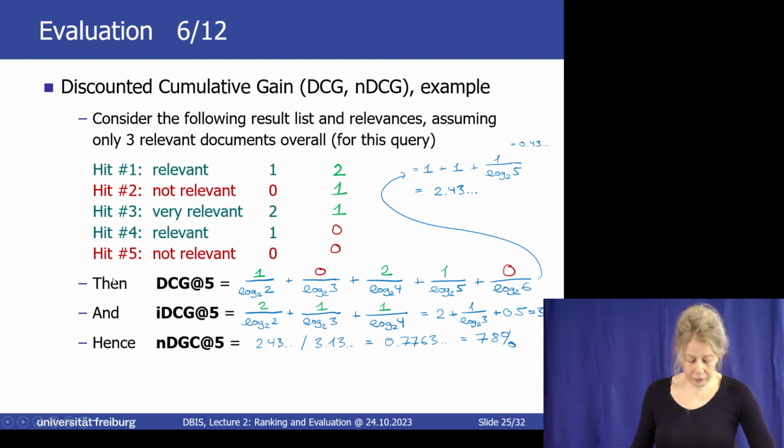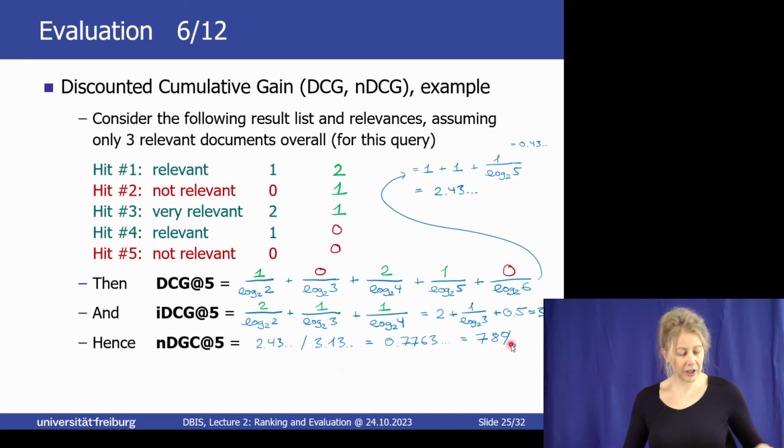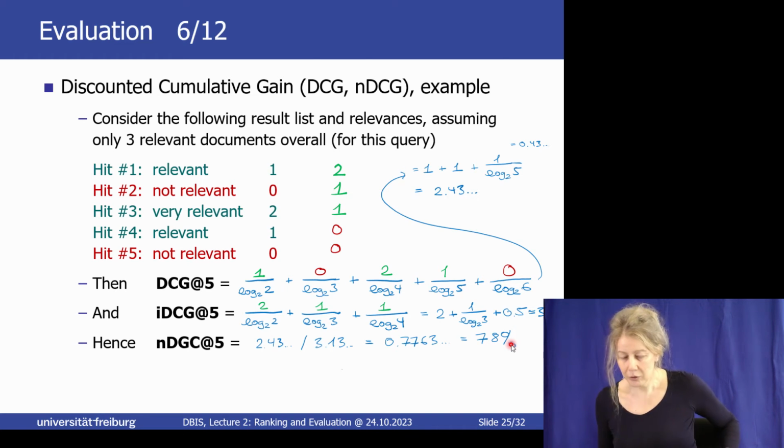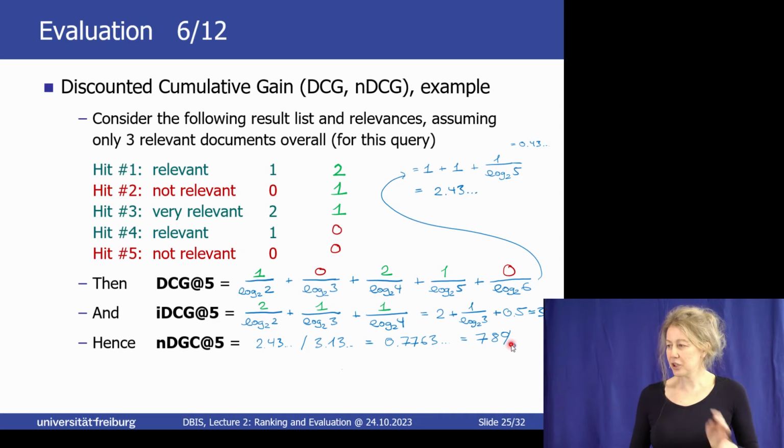So kind of, yeah, you get the idea. So this, yeah, not bad. Some relevant ones at the top. The very relevant one at position 3 could have been better. The optimal value of this measure would have been this, and we reached 78% of the optimum measure. So that's a measure you will also find very frequently. 2.43. People in the chat are helping with the computation.